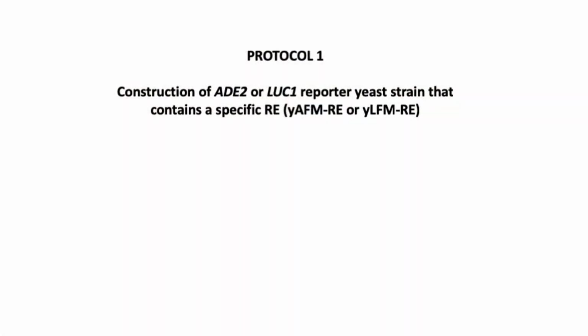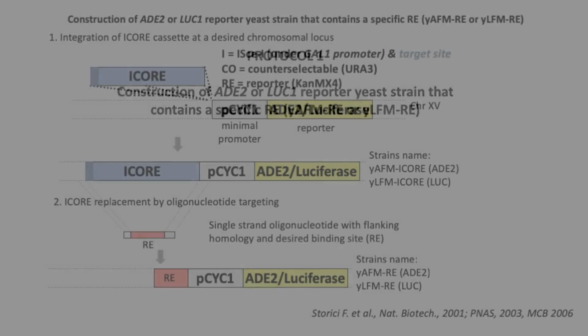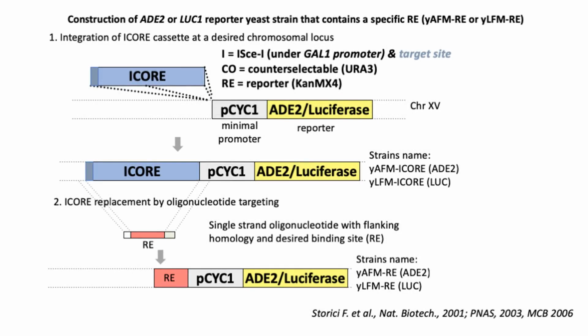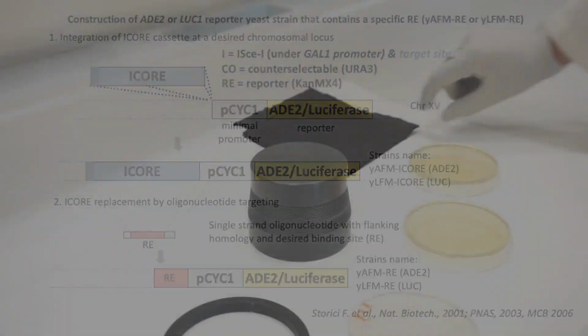Protocol 1. Construction of reporter yeast strains that contain a specific P53 response element upstream of the adenine 2 or the firefly luciferase gene. To construct a reporter strain, first follow steps 1.1 through 1.15 to transform yeast cells with oligonucleotides targeting the desired promoter region. The transformation is based on the standard lithium acetate-based protocol.